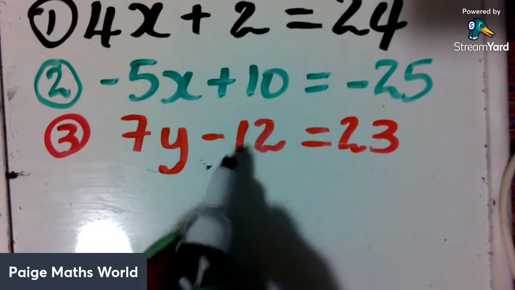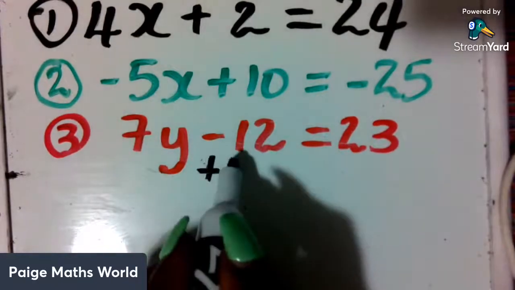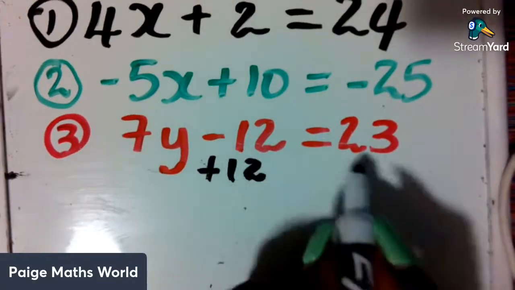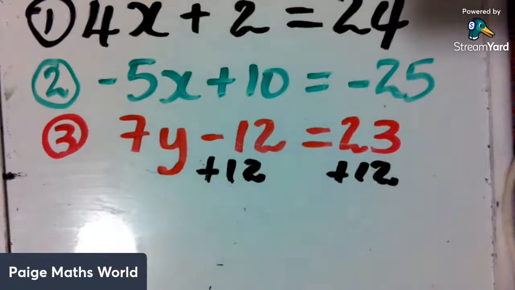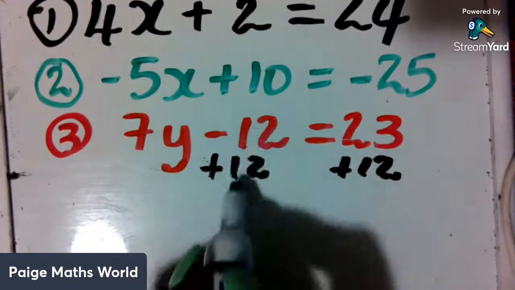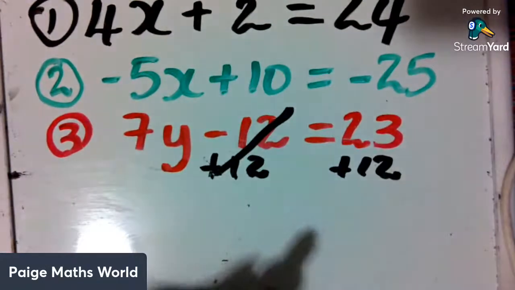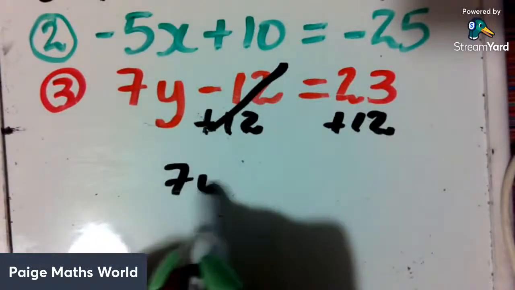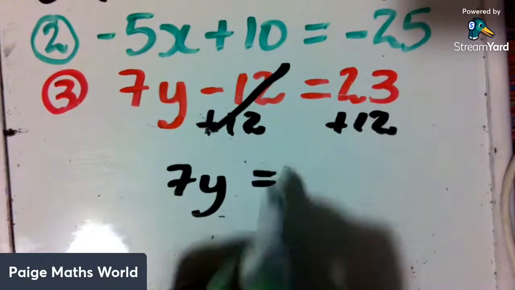So we have to do what now? Add. Thank you, British. So we have to add 12 to both sides. Good job. So negative 12 plus 12, that's 0. And what is left here is 7y. And that's equal to what?